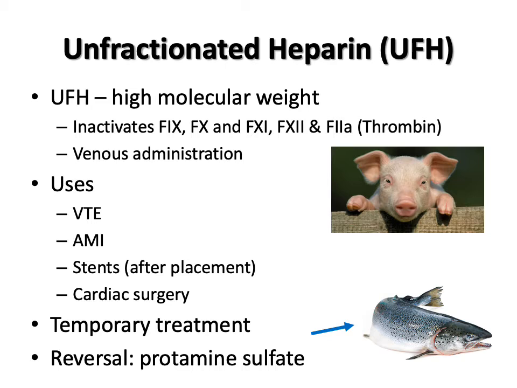The effects of antithrombin are accelerated about 2,000-fold when bound to heparin. The heparin antithrombin complex binds and inactivates factors 9, 10, 11, and 12, as well as thrombin. Heparin is used to treat conditions like venous thromboembolism, acute myocardial infarct, after placement of stents, and during cardiac surgery where the blood is recirculated outside the body, known as a cardiopulmonary bypass.